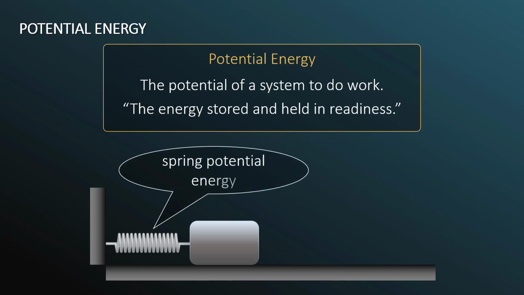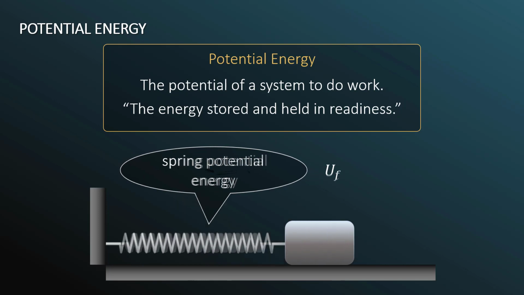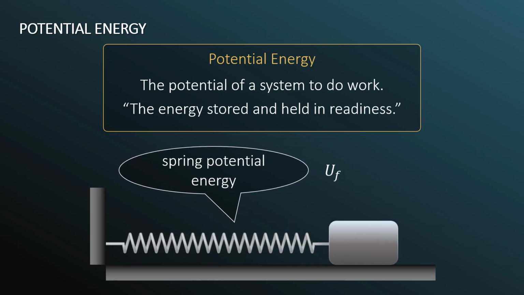So the spring potential energy, we'll simply denote it as U_i for initial. So let's say I release the block and boom, the spring extends, applying a force to the block, and the force, of course, is to the right, and the displacement is to the right. And so we see that work is done on the block because of the spring potential energy. So the change in the potential energy is related to the work done by the spring's force.